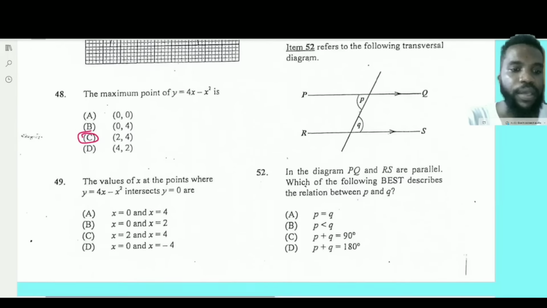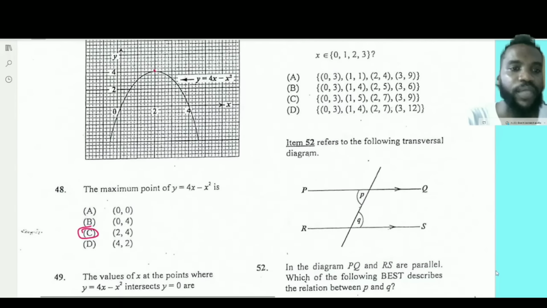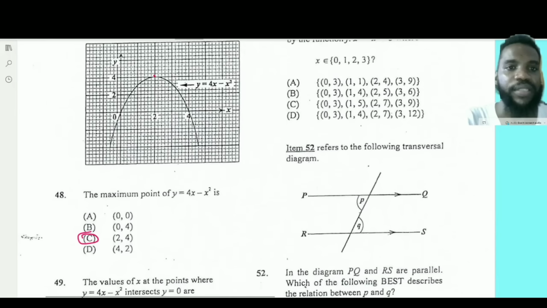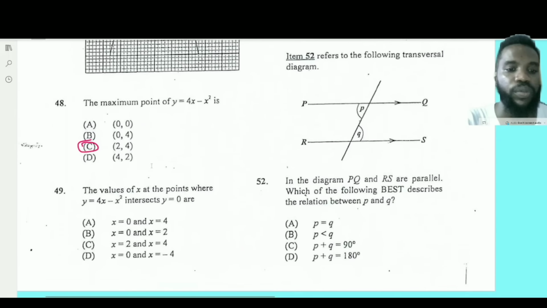Alright, the values of x at the point where y equals 4x minus x squared intersect y equals 0. Now, technically speaking, where y equals 0, we're talking about the x-axis. The x-axis is really y equals 0. Right? And this thing looks like it cuts the x-axis at 4 and at 0. Right, so let's go down and see. 0 and 4. So that looks to be option A, as in apple.